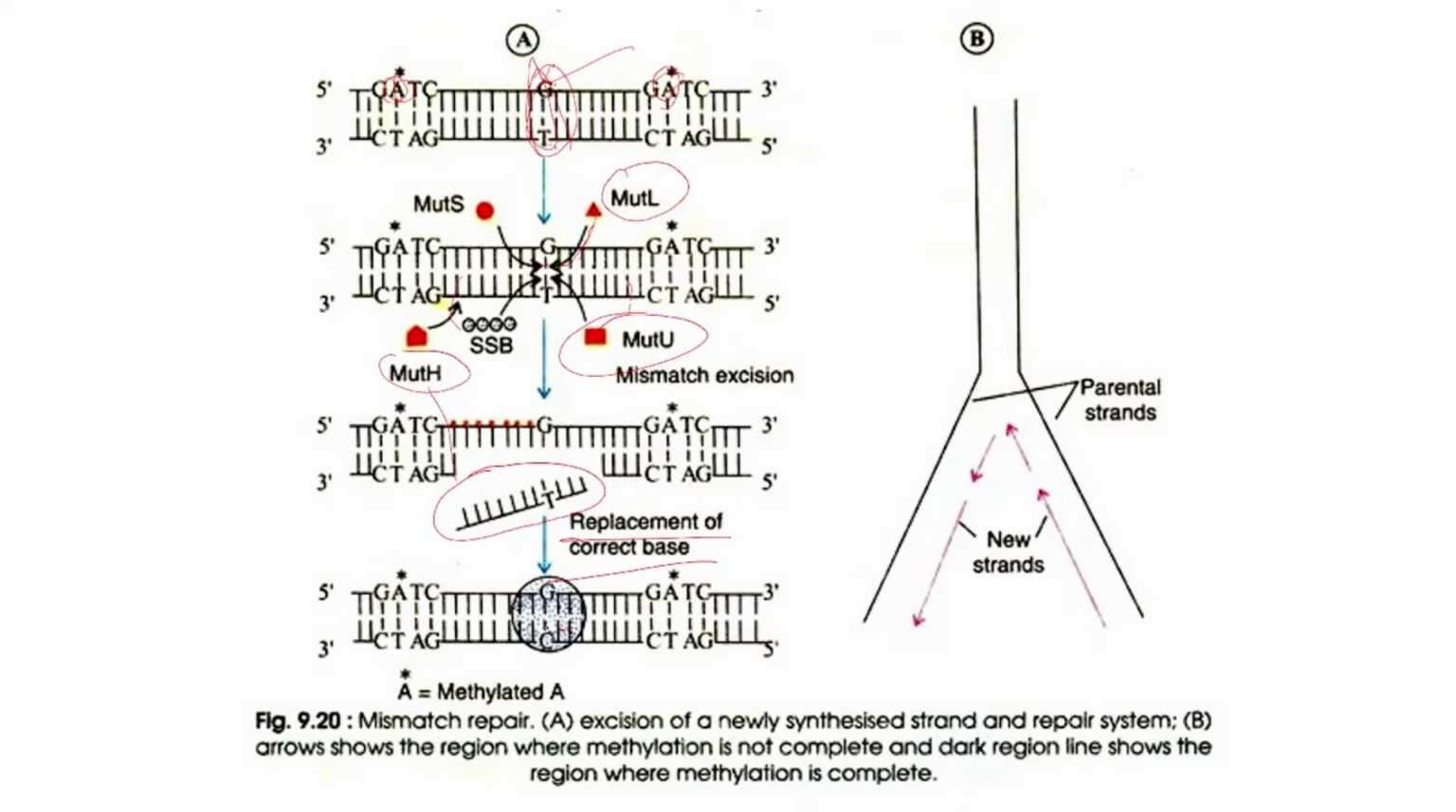Then the base is corrected here. Let's see here. It was G and T. Then the corrected one, G and C. So what is figure one? Excision of a newly synthesized strand and repair system.